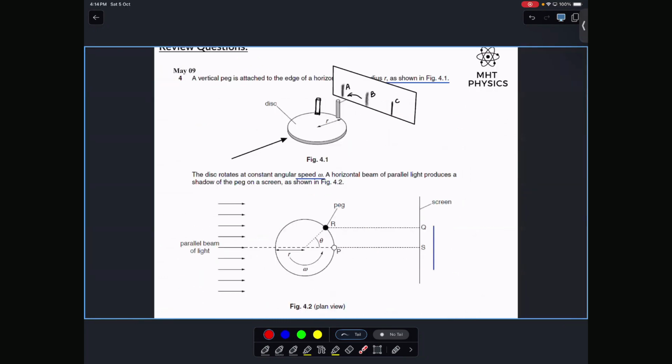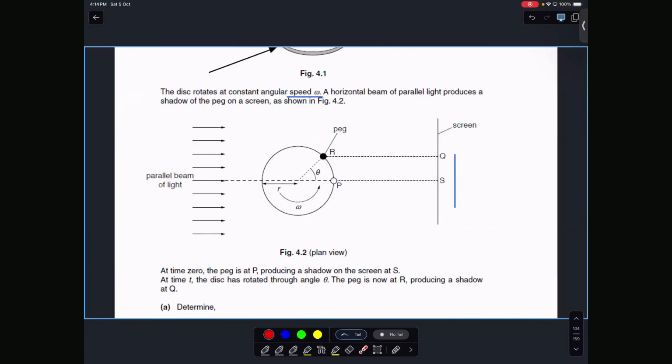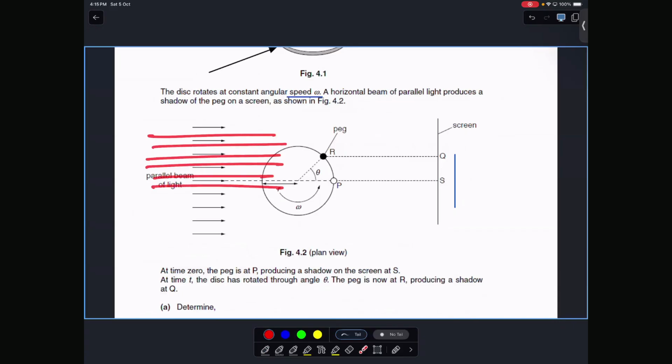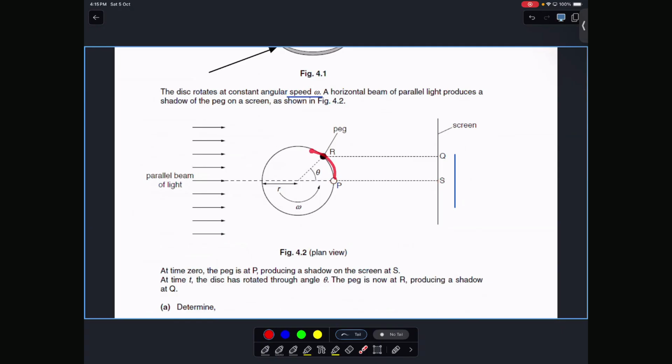So that's the question. This is nothing to do with the answer. The question is that there's light coming out from here. This is the top view of it. So as the light goes like that, the peg at the center will block the light. So it produces a shadow there. As this thing is moving around, the shadow will move around as well. Okay, so that's what's provided.